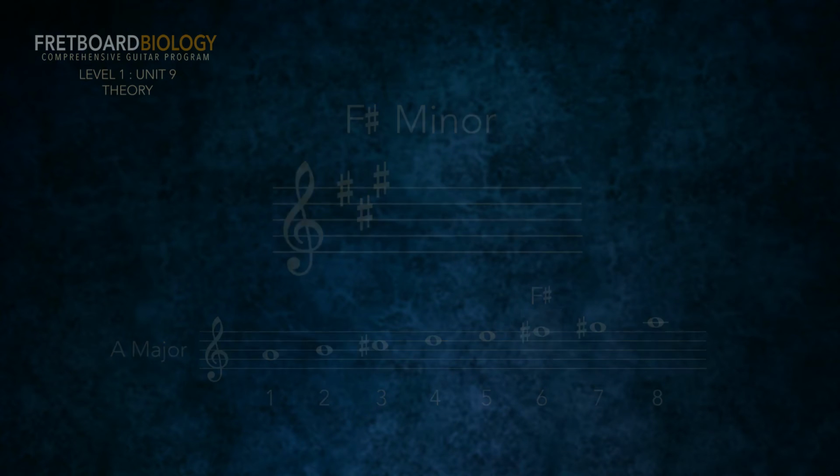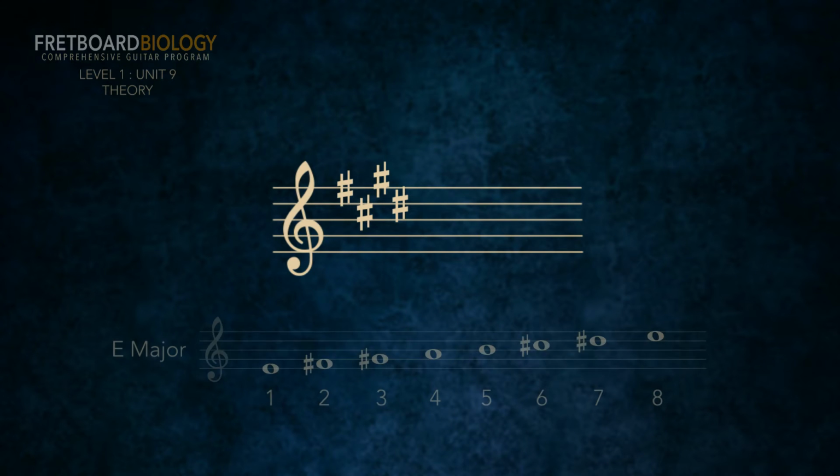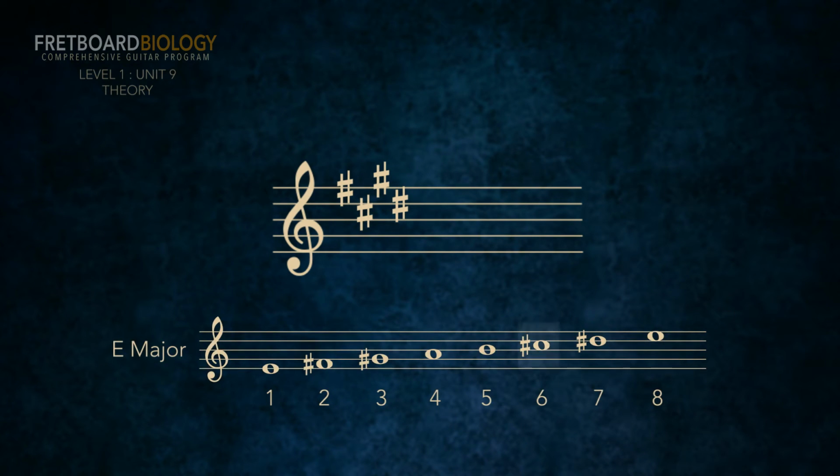If we see 4 sharps on a piece of music, we know that represents the key of E major. What's E major's 6th scale degree? It's C sharp. Therefore, C sharp minor is E major's relative minor, and they would share the same key signature, which is 4 sharps, F sharp, C sharp, G sharp, and D sharp.